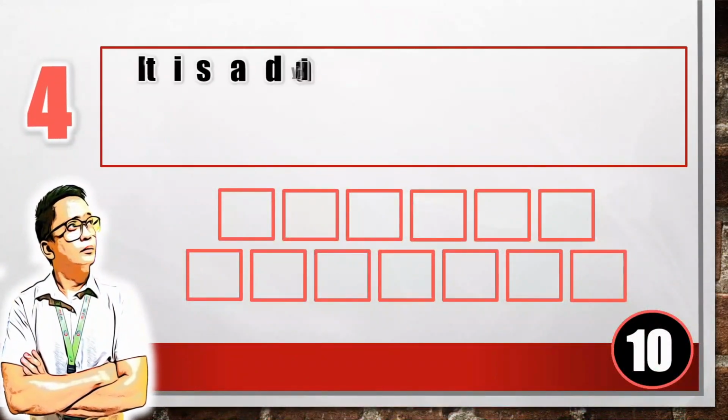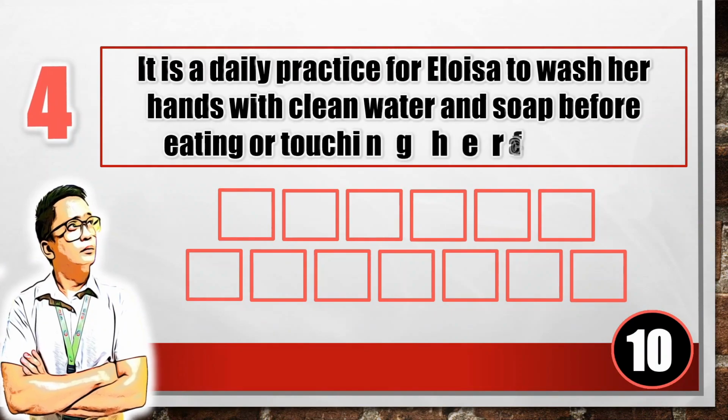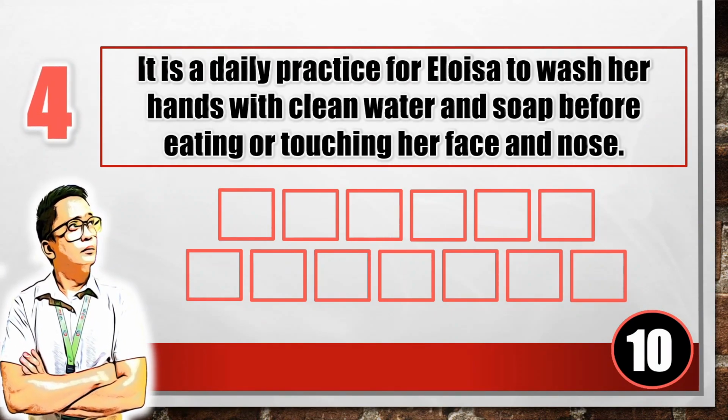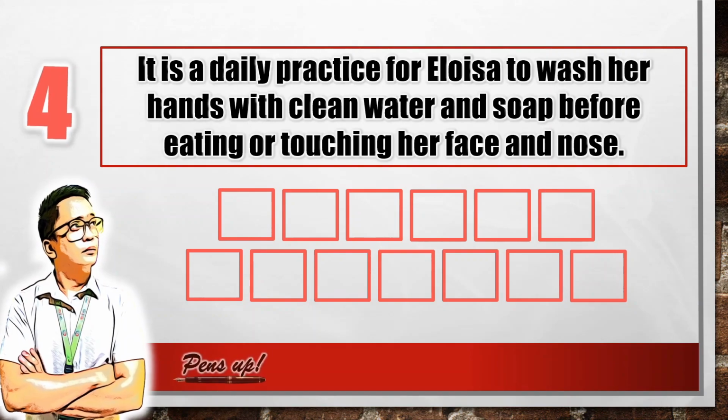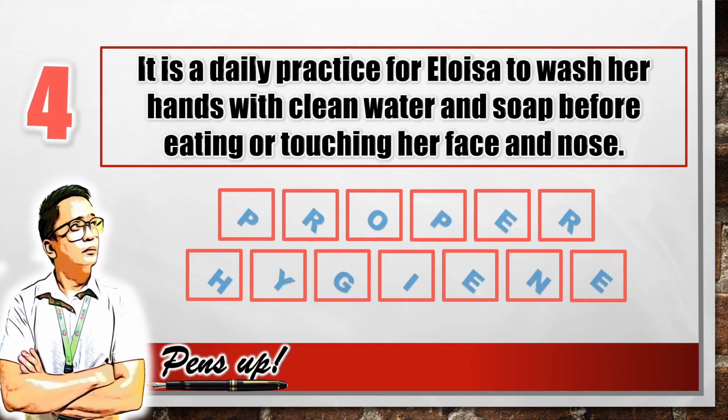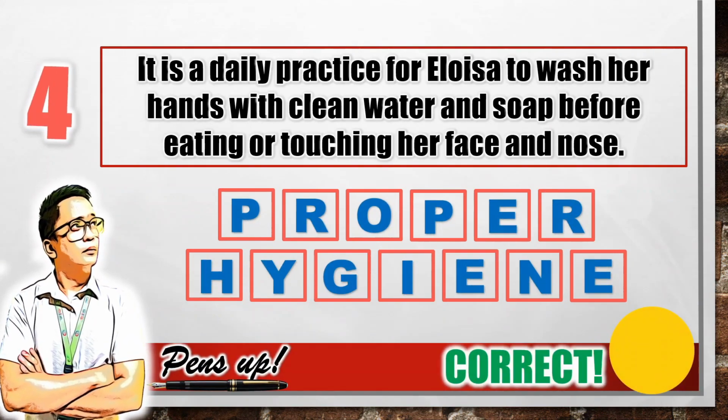Number 4. It is a daily practice for Eloisa to wash her hands with clean water and soap before eating or touching her face and nose. Your timer starts now. Hands up. The correct answer is proper hygiene.